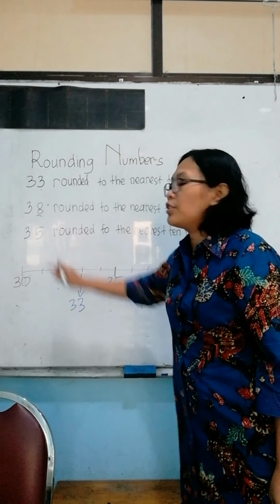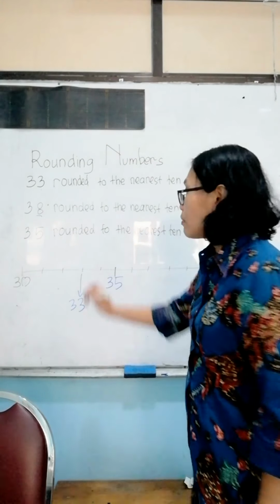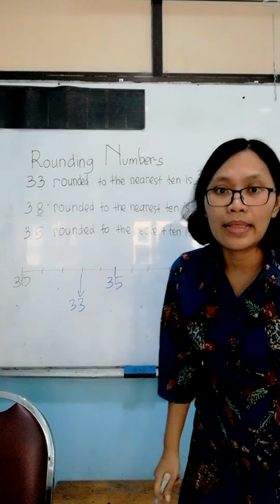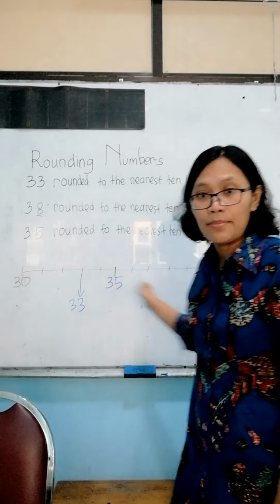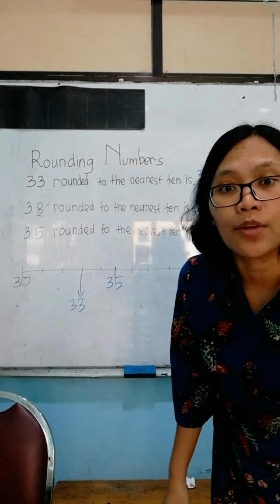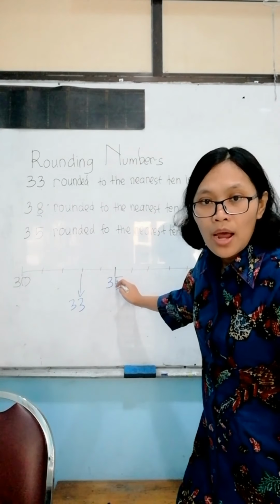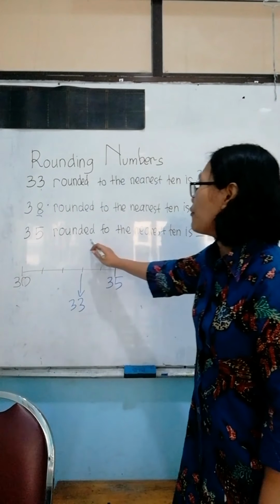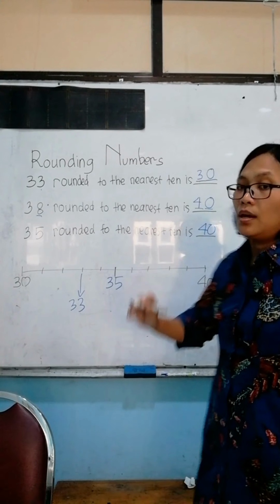Now I have 35. 35 is exactly in the middle, right? Whether you go to 30 or to 40, it's exactly the same length. But we have a deal here, right? When it is 35, you will have to round it up. So 35 rounded to the nearest 10 is 40. Let's take a look at another example.